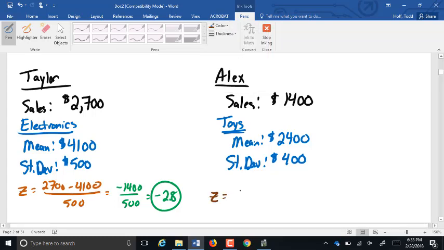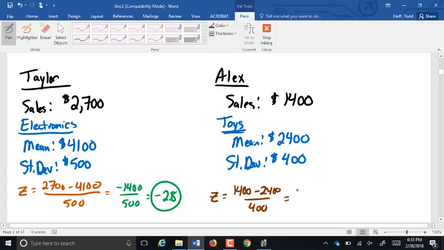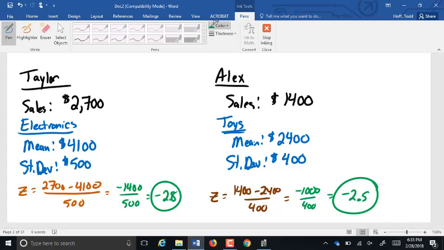Alex, the Z-score there: 1,400 minus 2,400 over 400. That's a negative 1,000 over 400, which equals a negative 2.5. Alex is only 2.5 standard deviations below the mean. So the one getting fired is going to be Taylor.